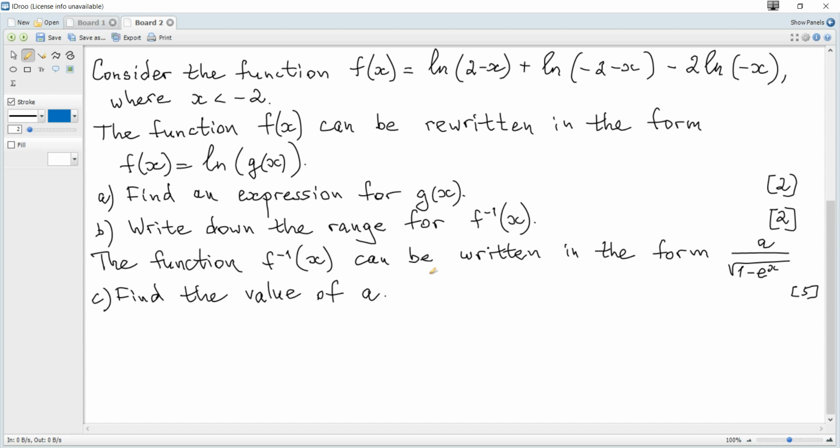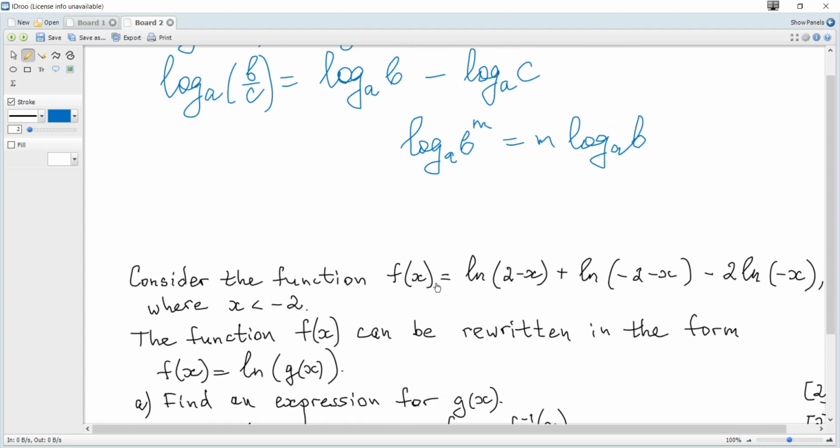Consider the function f of x is equal to this. The function f of x can be rewritten in the form f of x is equal to ln of g of x. Question A, find an expression for g of x. So we need this to be rewritten as a single logarithm. We can use formulas given in the data booklet.